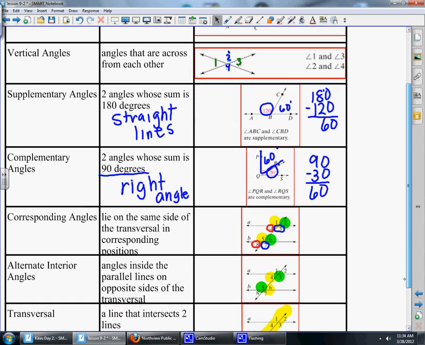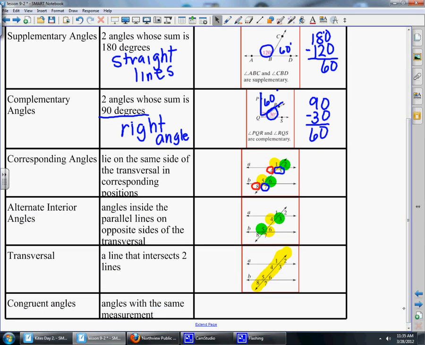Corresponding angles lie on the same side of the transversal in corresponding positions. So what we have here are two parallel lines, and they're cut by a transversal. And in this example here, you can see angle 1 and angle 5 are in yellow. If I were to move line A on top of line B, 1 and 5 would be in the same position. So those angles are congruent.